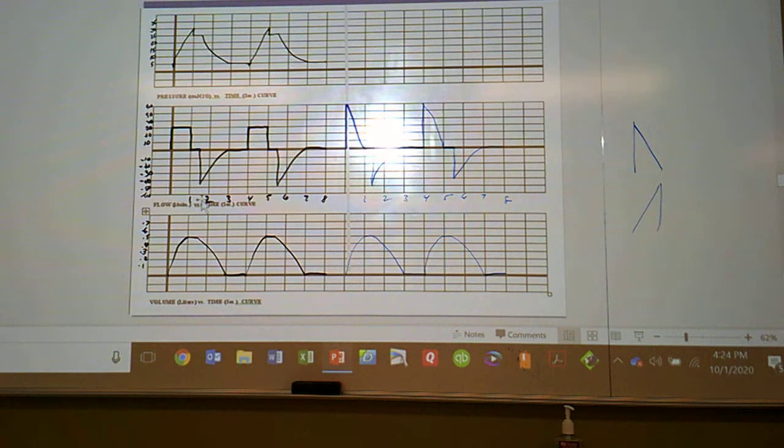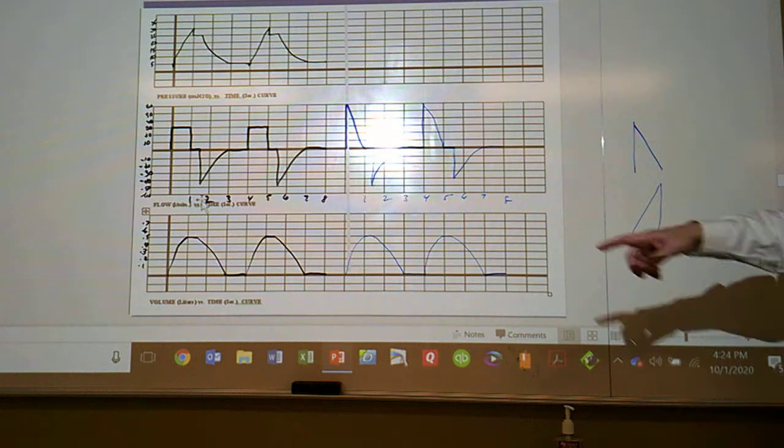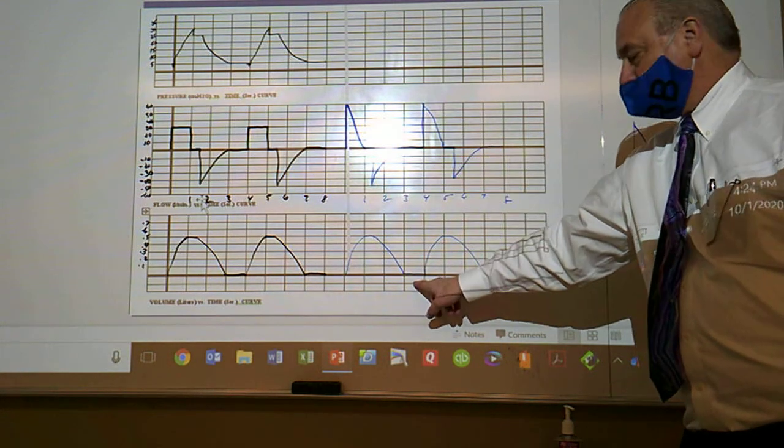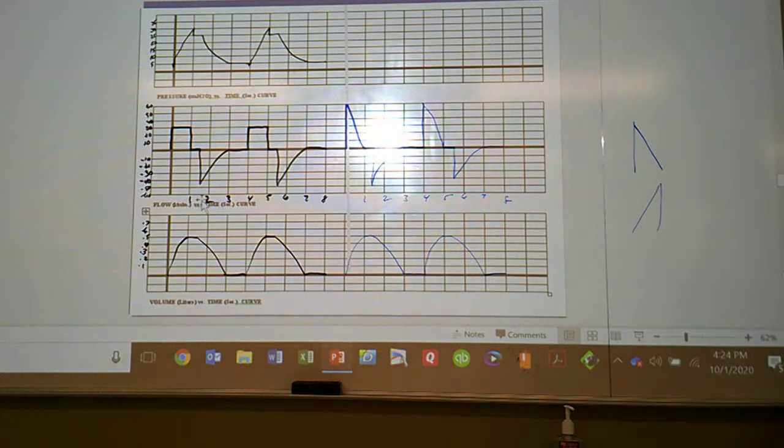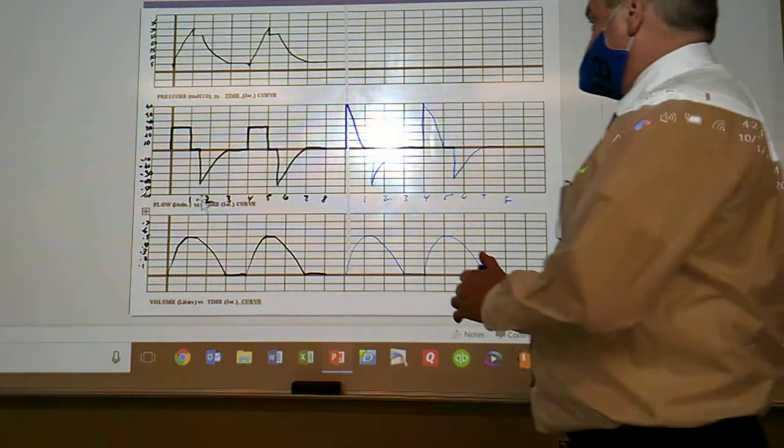How come you went from the 3 all the way to the 4? How come there's that pause? How come you didn't just dip it down? Before, there's no flow, there's no volume. You can't have volume change without flow, right? And we're going to see in a second when I draw the pressure, it's going to be a zero pressure at that point, or baseline pressure.